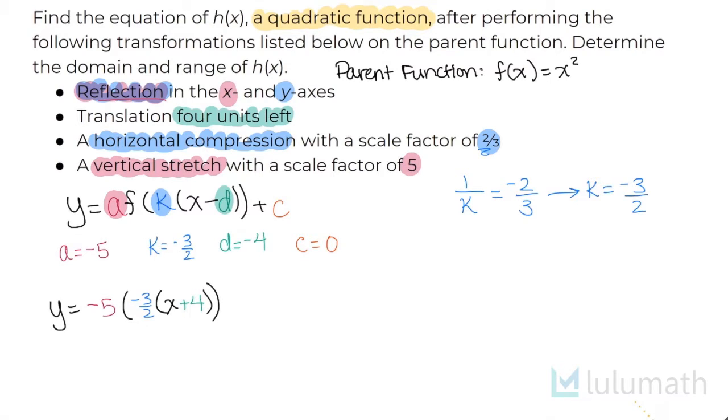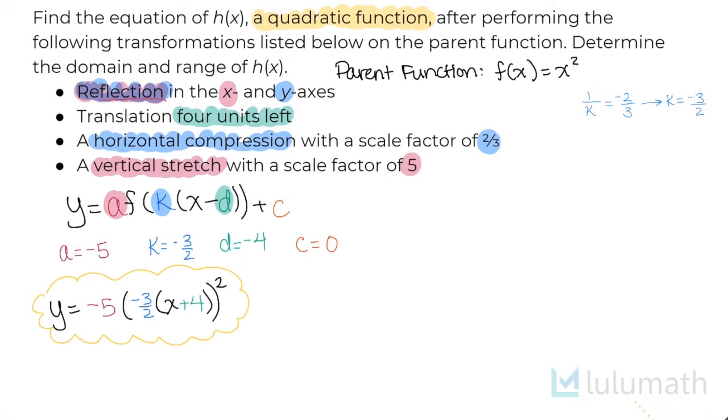And we have to make sure that we have our function rule, which is squared because it is a quadratic function. And then we can write plus c at the end, which is 0. But this plus 0 is not necessary. So this right here is our function. But don't forget that we can also distribute this -3/2 through the k value.